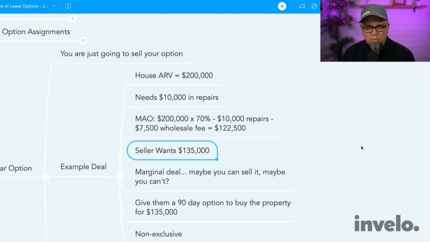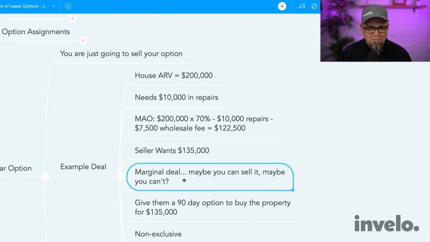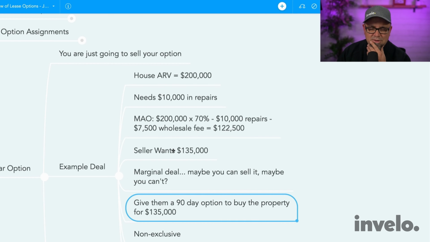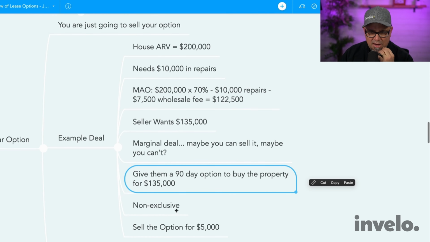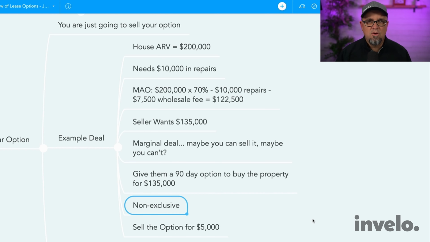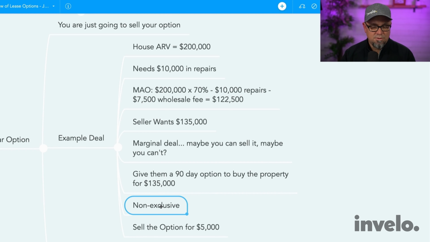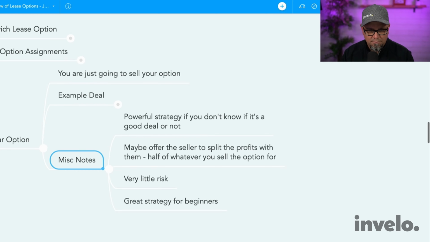But the seller wants $135,000. So we're $13,000 apart, right? It's a marginal deal. I don't know. Maybe I can sell it. Maybe I can't. What if I just said, all right, I can get you the $135,000 maybe. So I'm going to give you a 90-day option to buy the property for $135,000. Again, it's non-exclusive. Let's say I find somebody who wants to buy it for $135,000. I'm going to sell my option or assign my option for $5,000. Right? Makes sense? And it's non-exclusive, so either side can cancel it if we want.